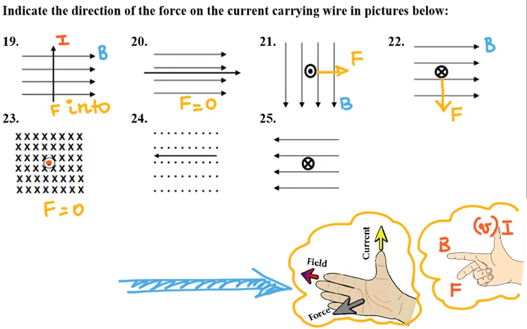For the next problem, we see the magnetic field lines coming out of the page while the current is going to the left. So now you have to figure out the direction of the hand so that the magnetic field lines are pointing toward you, fingers are pointing toward you, and the thumb is pointing to the left.